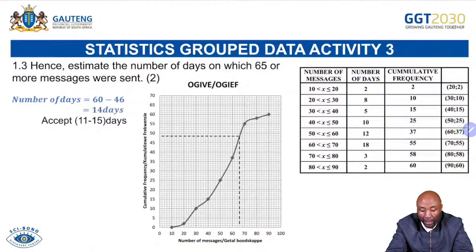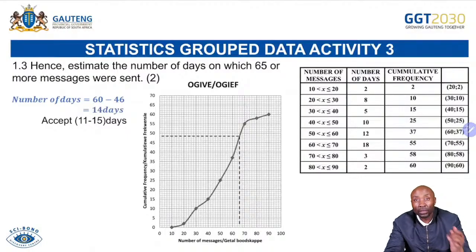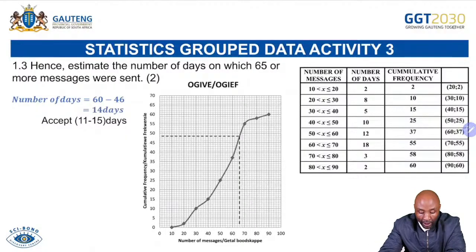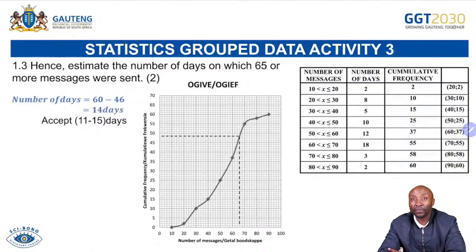But we'll accept, because as you can see, you are using freehand. Some of us, our curve never goes straight, but it has to be within the acceptable region. So what you read should be between 45 and 49, so that we get our answer between 11 and 15 days. Any answer there, you will get it correct.